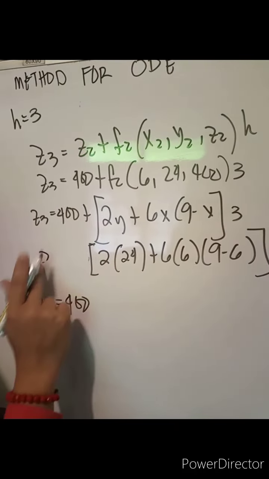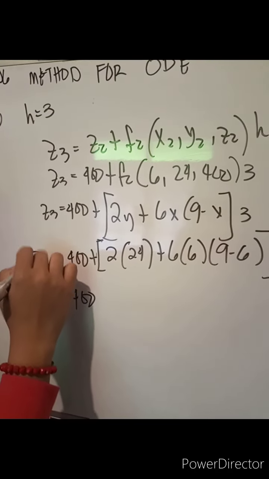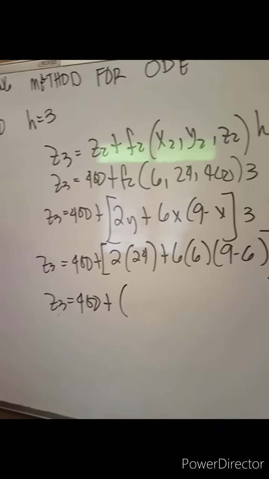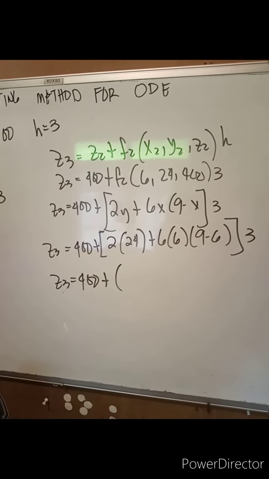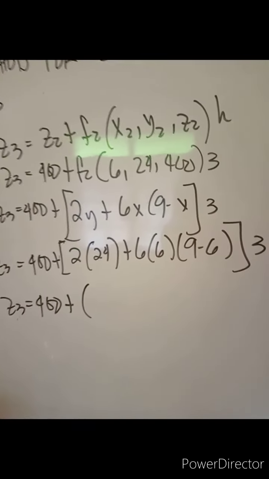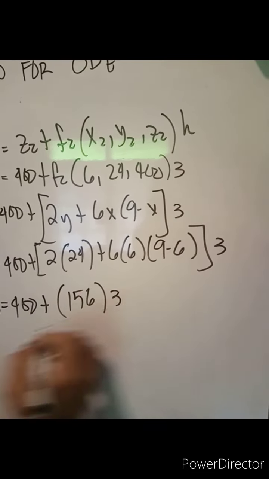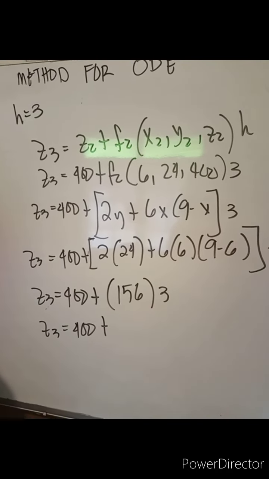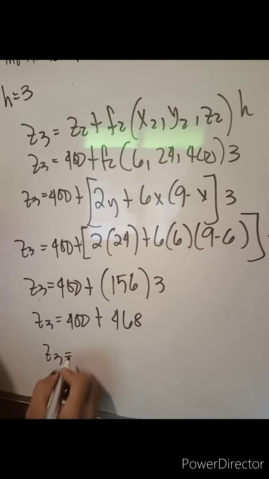So z3 is equal to 400 plus, ang sagot dito is, ano ba sagot niyan? 2 times 24 plus 6 times 9 minus 6, 156 times 3. So dito natin is 400 plus 468. So z3 natin is equal to 868.